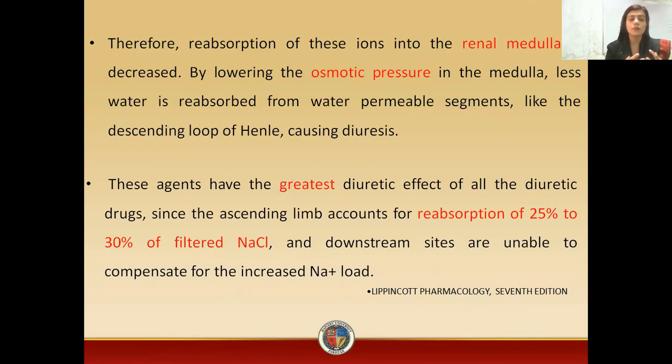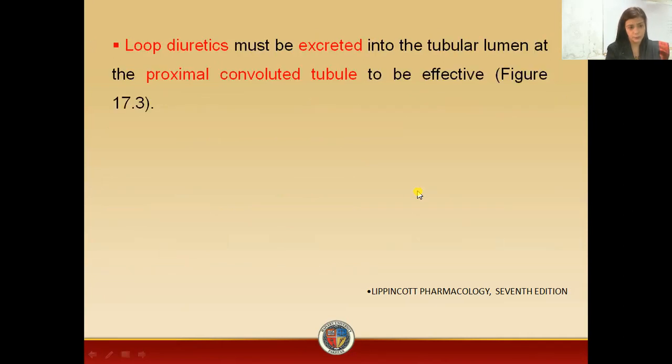Why? Because we know that the loop of Henle is the site where there is the maximum reabsorption of sodium chloride, that is 25% to 35%. So if your drug is inhibiting the co-transporter at this loop of Henle, where there was the maximum reabsorption of sodium chloride, it means your drug, after inhibiting the co-transporter at this site, is producing the maximum or the greatest diuretic effect.